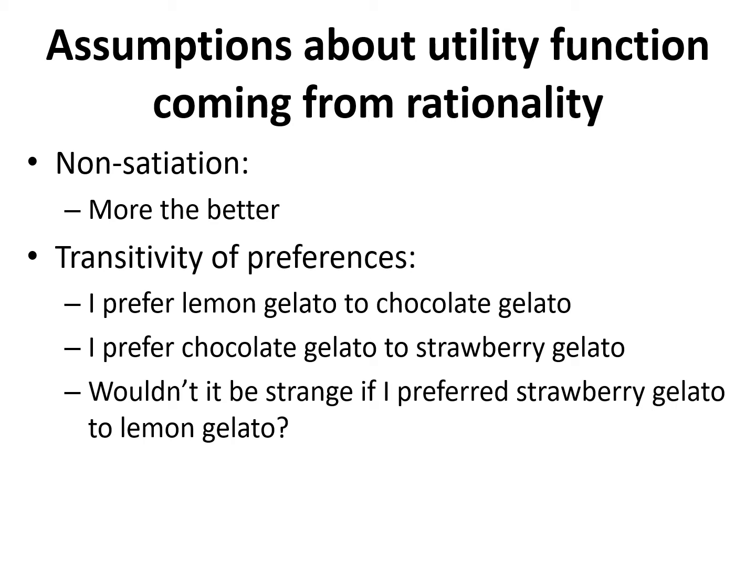Lemon is preferred to chocolate. Chocolate is preferred to strawberry. So it seems that strawberry should be at the bottom of the preference order. So to flip-flop things and say I prefer strawberry to lemon would be quite odd. So in order for preferences to be in some sense reasonable or tractable, the assumption of transitivity is an important one, and it's commonly made.